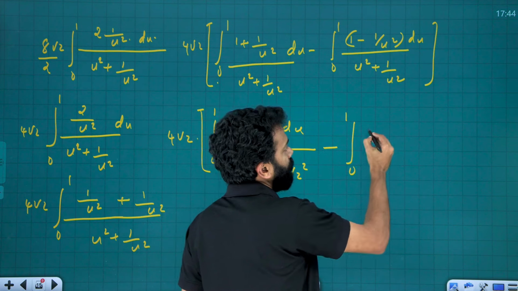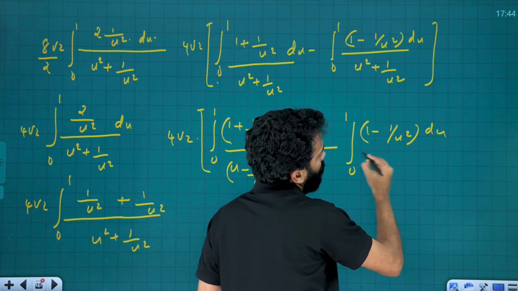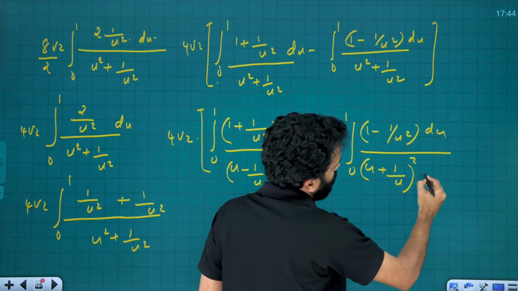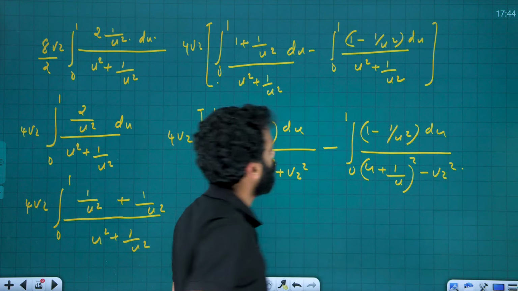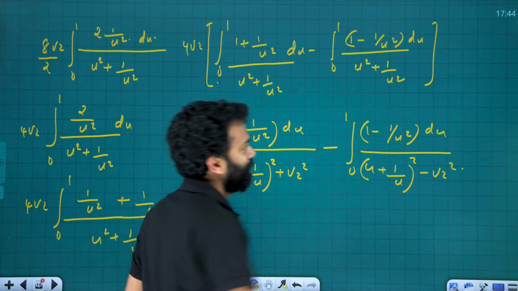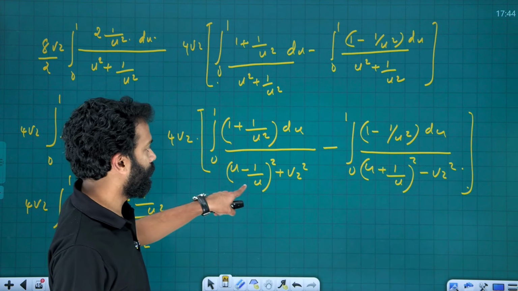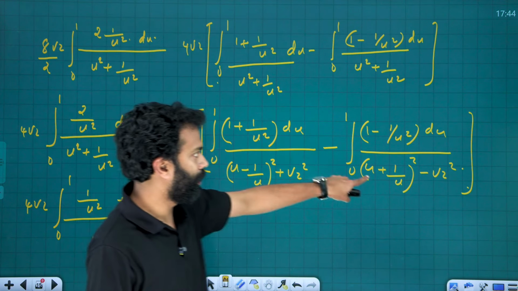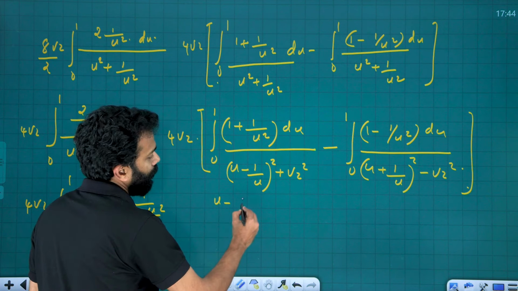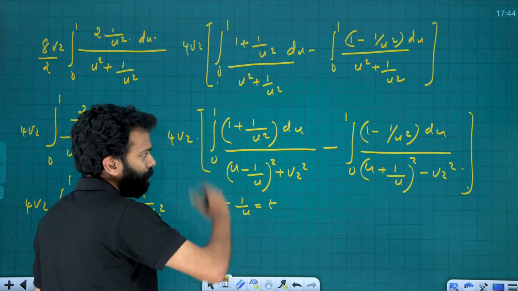Therefore, we need to formulate it like that: 1 minus 1 by u square into du divided by u plus 1 by u the whole square minus root 2 square. Okay, so it's done almost. Another substitution. Derivative of this one is over here and derivative of this one is over here. Therefore we can substitute u minus 1 by u is equal to t. Its derivative is over here. Differentiate, you will get that.